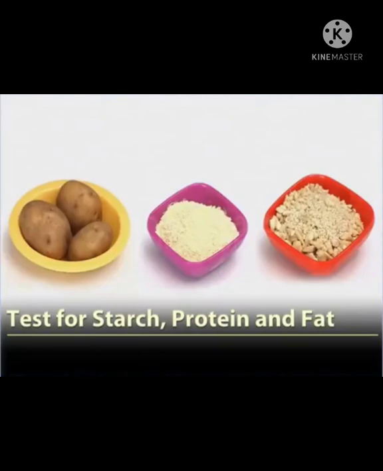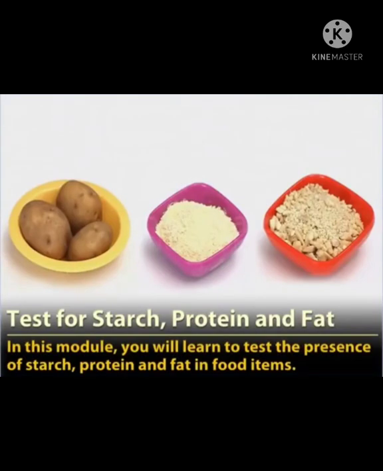Test for starch, protein and fat. In this module, you will learn to test the presence of starch, protein and fat in food items.